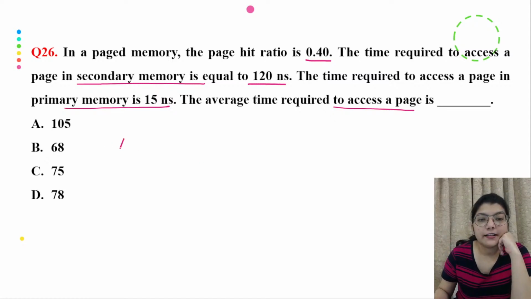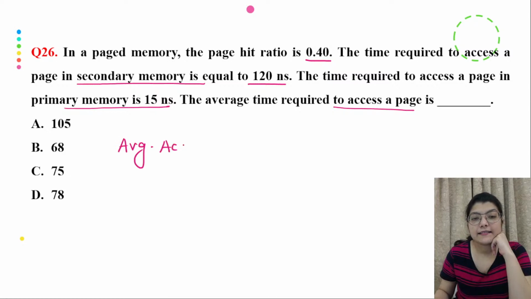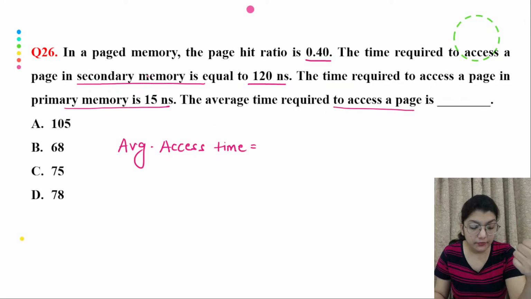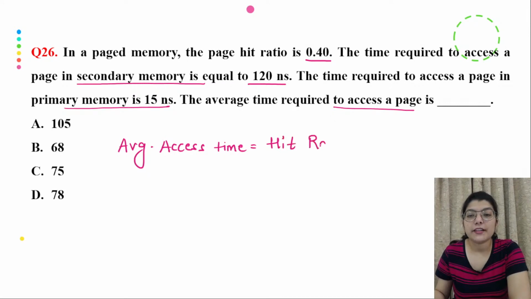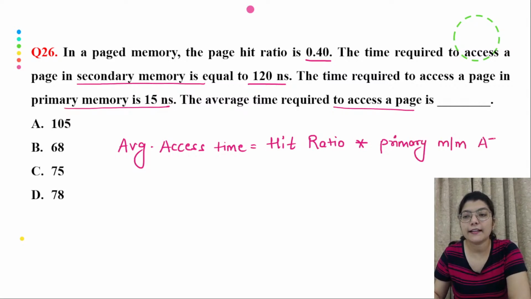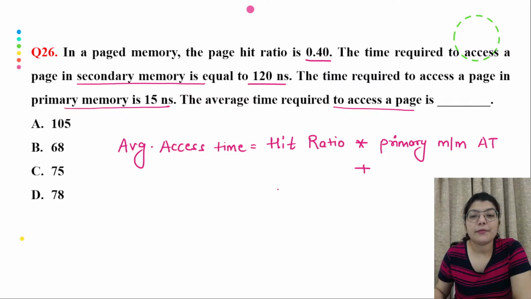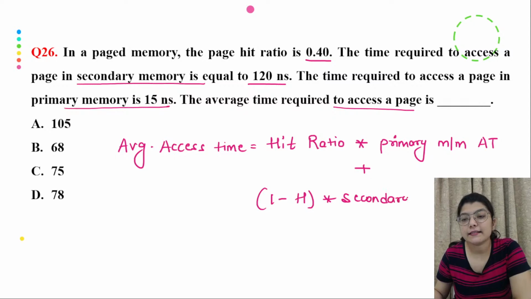So when we have to find average access time, there are many different formulas for this, so you have to remember that when they have given you secondary memory access time and primary memory access time, the formula is: hit ratio means you have found the page in your primary memory, so hit ratio multiplied by primary memory access time, plus, when you access secondary memory, because you didn't find the page in primary memory, 1 minus hit ratio, multiplied by secondary memory access time.